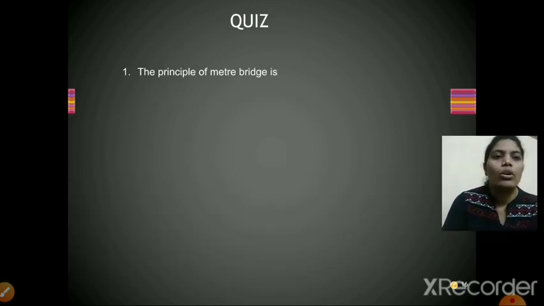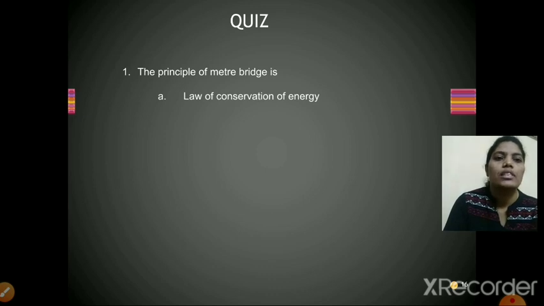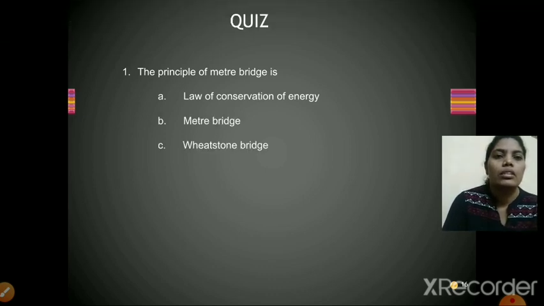The principle of the meter bridge is: law of conservation of energy, or simply it is meter bridge, or Wheatstone bridge, or none of the above. It is meter bridge.